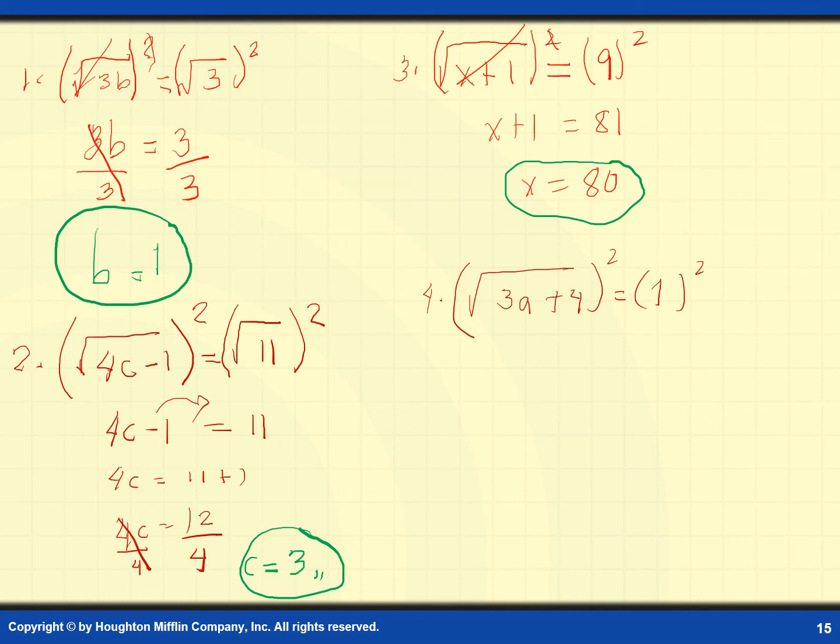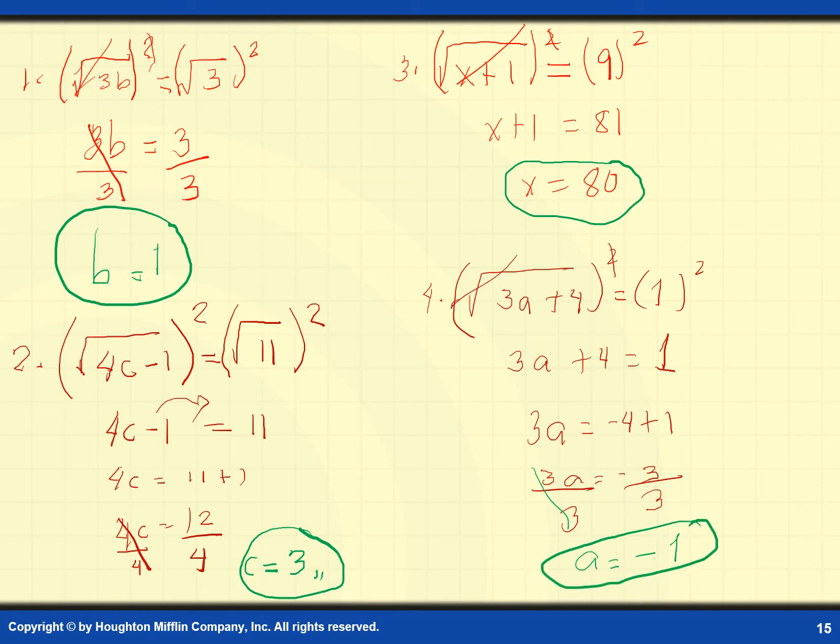Ayan. And then next, isolate natin, magiging 3a plus 4 is equal to 1. And then, additive inverse. So, magiging 3a is equal to, yung negative 4, magiging plus 1. So, 3a is equal to negative 3. Divide both sides by 3. Therefore, ang a natin ay equal to negative 1. Ayan na po ang sagot natin.